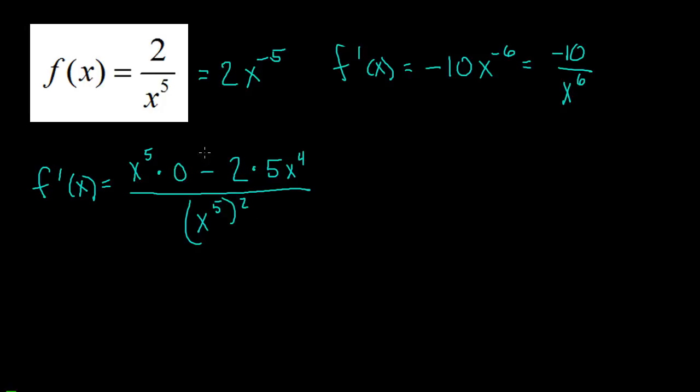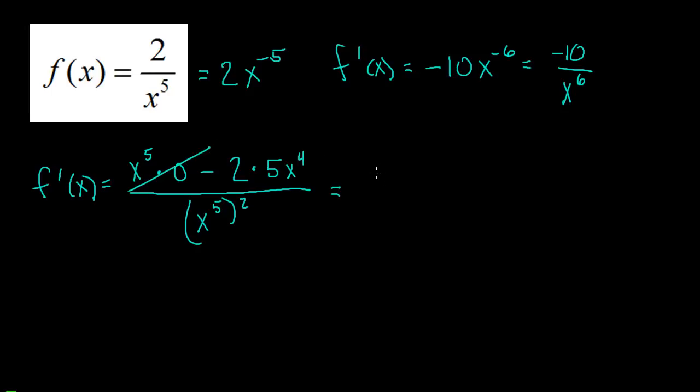So again, let me walk you through that one more time. Bottom, left alone, times the derivative of the top, 0. Minus top times the derivative of the bottom, which is using the power rule, all divided by the denominator squared. Now check this out. First off, x to the 5th times 0, gone.